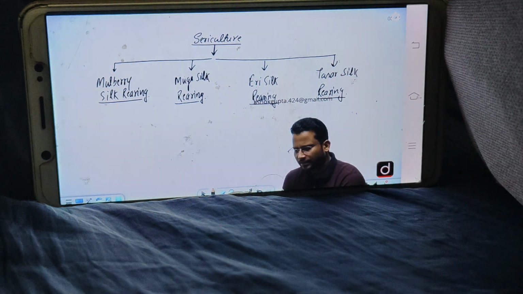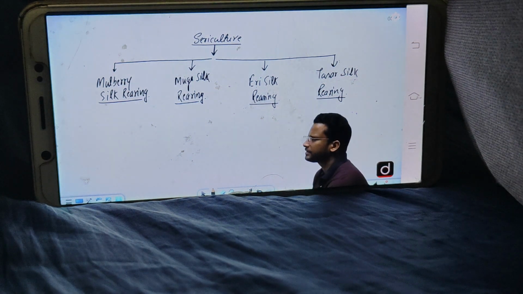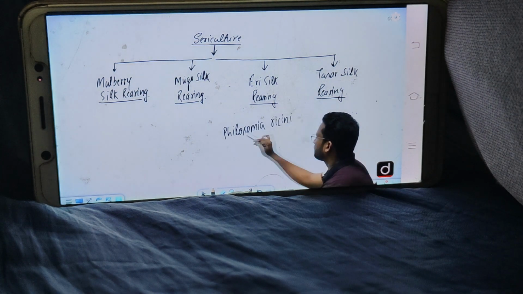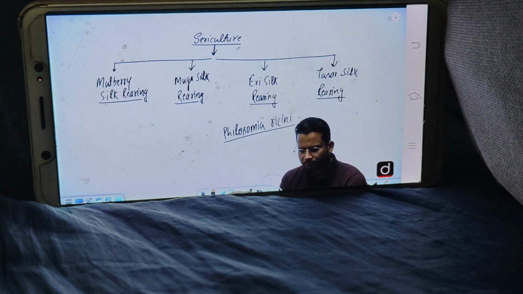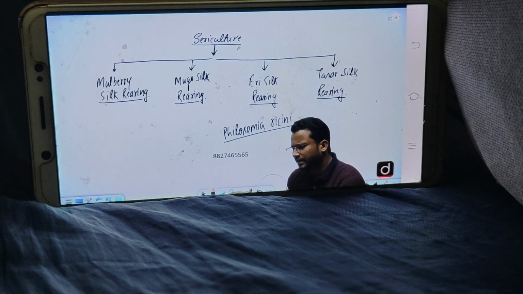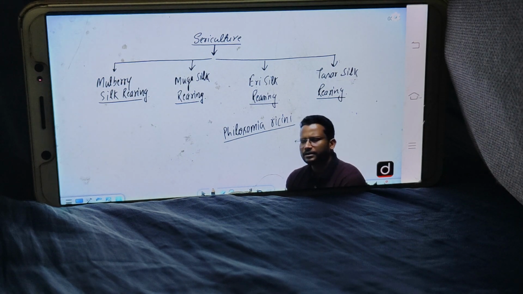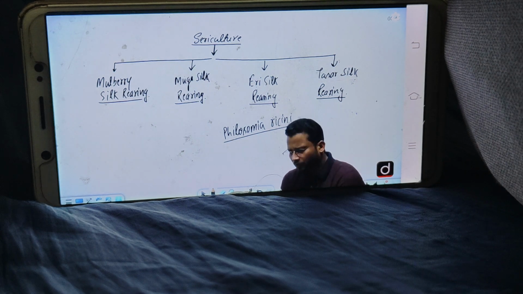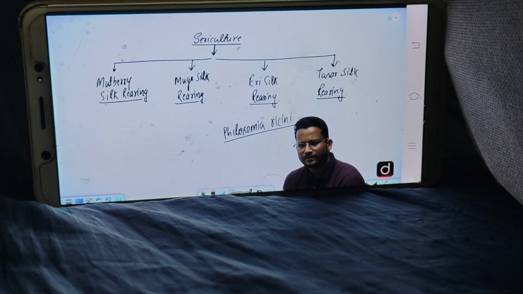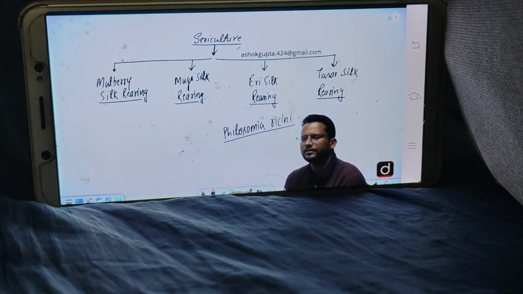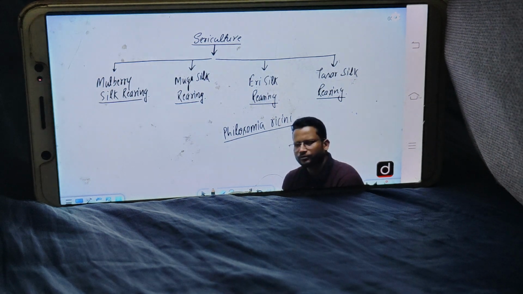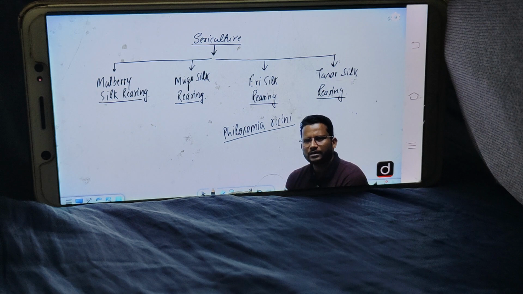The next one, after Muga, is Eri. Eri में हम क्या देखते हैं that the silkworm is Philosamia ricini. We use this silkworm, and it is easier in comparison to mulberry silk rearing and Muga silk rearing. This silkworm requires an ambient temperature of around 27 degrees centigrade, relative humidity of around 70%, adequate ventilation, and adequate lighting.